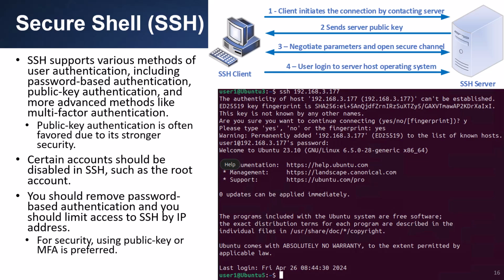SSH supports various methods of user authentication, including password-based authentication, public key authentication, and more advanced methods like multi-factor authentication. Public key authentication is often favored due to its stronger security. Certain accounts should be disabled in SSH, such as the root account used in Linux. You should remove password-based authentication, and you should limit access to SSH by IP address. For security, using public key or MFA is preferred.